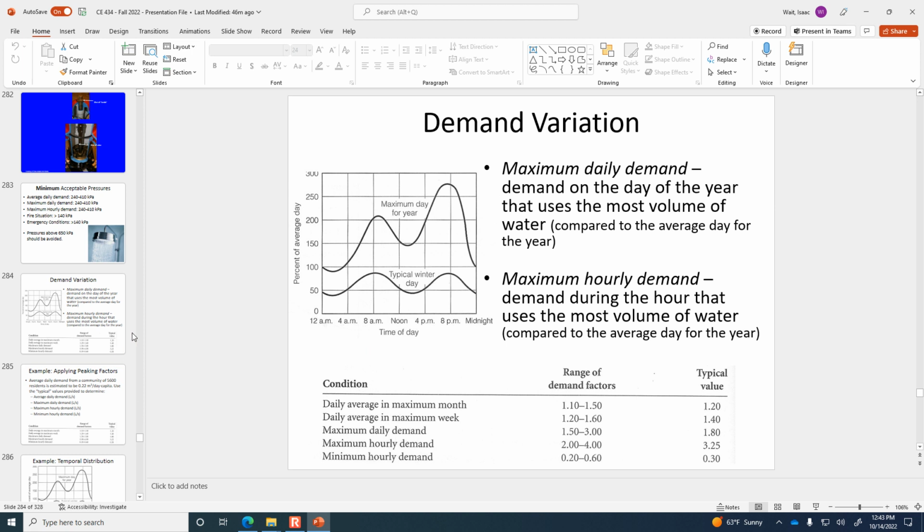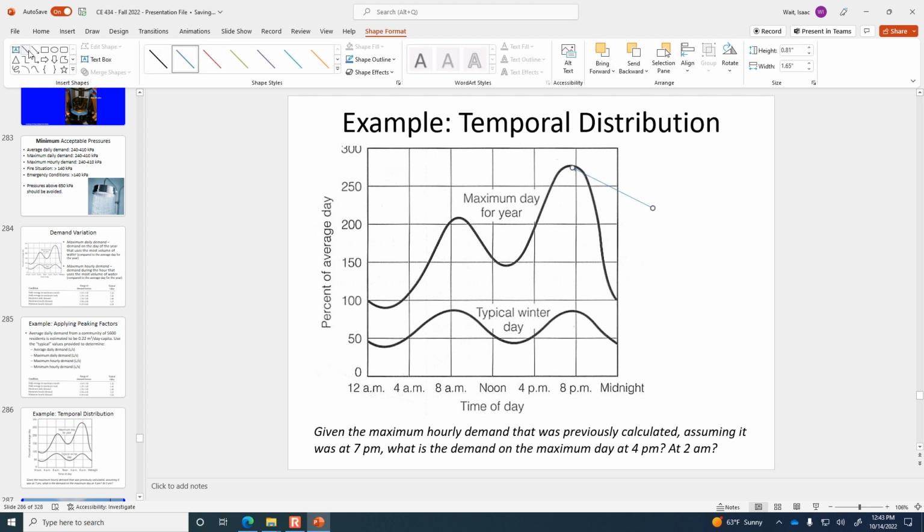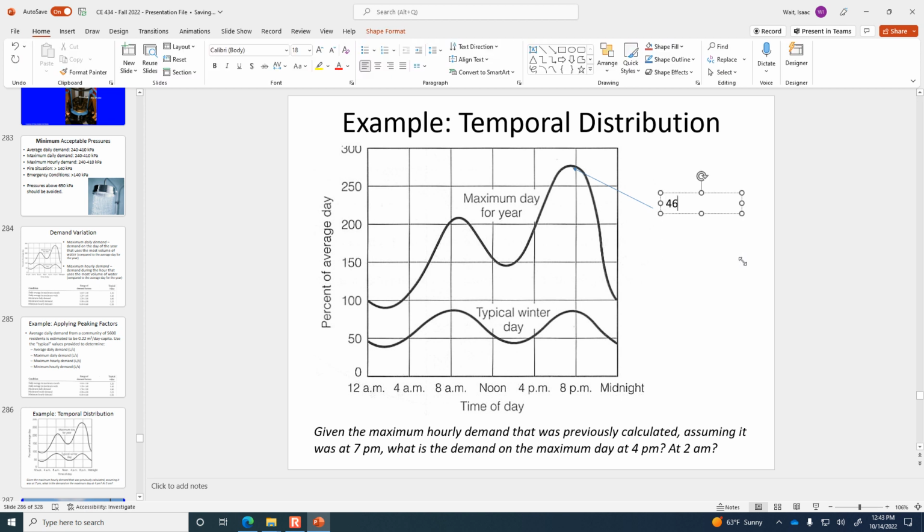So extending this analysis a little bit further, let's say that the maximum demand, which we just calculated, was at 7 p.m. So here's 7 p.m. on this figure, and what we just calculated for 7 p.m. is 46.34 liters per second. Now, this figure is saying it's 275% of the average day at 7 p.m.